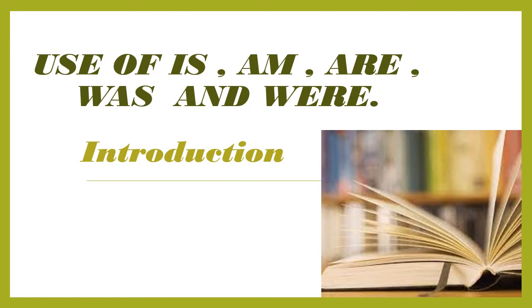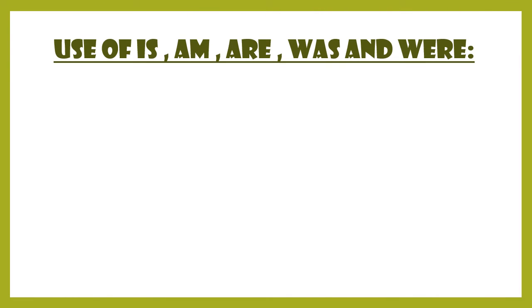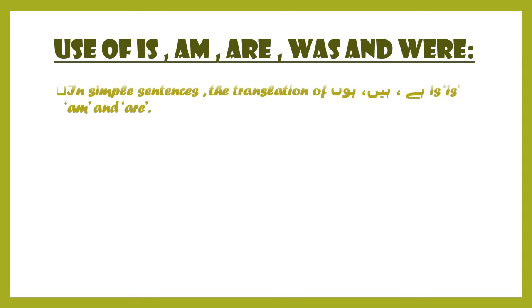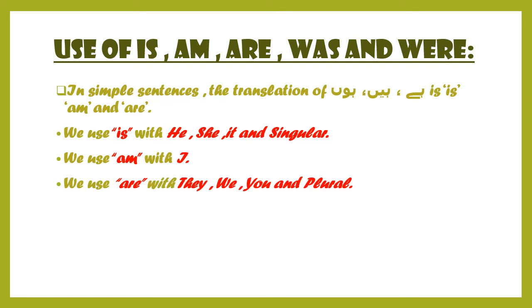Now we shall start use of is, am, are, was, were, its introduction. Now we shall discuss use of is, am, are, was, were in simple sentences. In simple sentences, the translation of hai, hoon, ho is is, am, are. When in the Urdu sentence the ending word will be hai, hoon, then we have to write is, am, are as helping verb. We use is with he, she, it and singular. We use am with I and we use are with they, we, you and plural.